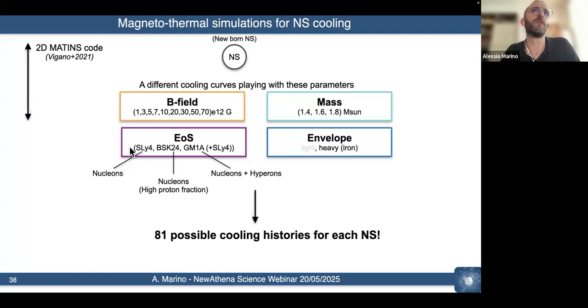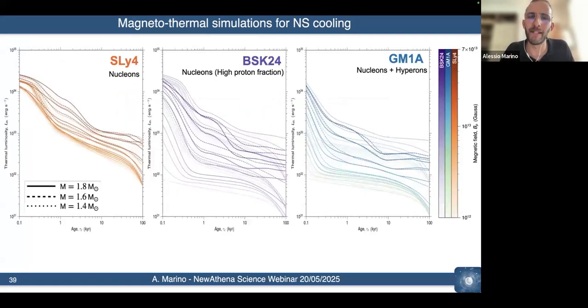And we really want to focus on putting ourselves in the worst case scenario to see how to make these neutron stars extremely cold. So we end up playing with all of these parameters with 81 possible cooling histories for each neutron star. We can see them in these panels, each of them for a different equation of state. Now you can see there is a jungle of curves in each panel. The colors are coded again for the magnetic fields.